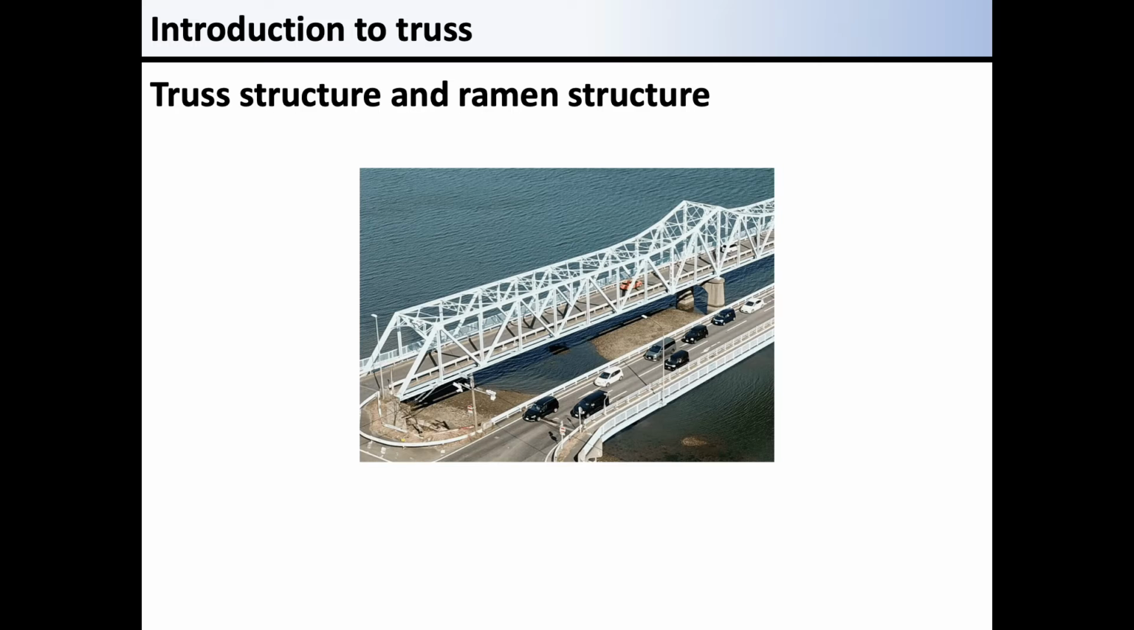We noted that this structure of members connected at rotation-free joints is defined as a truss. Let me introduce a little bit of additional information. If the members in the structure are firmly fixed, where the members are not free to rotate and do not tilt, this structure is defined as a rahmen structure.